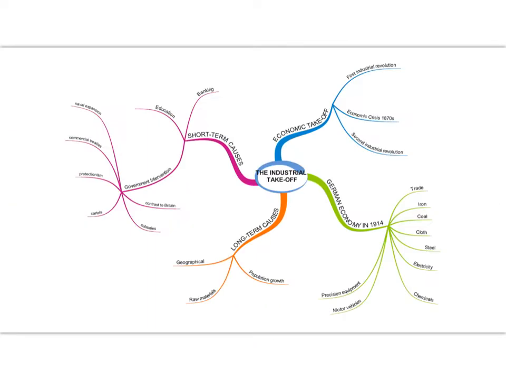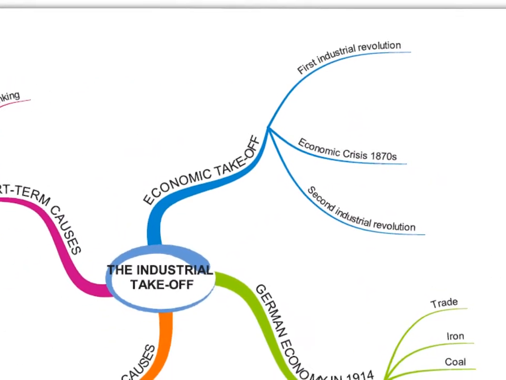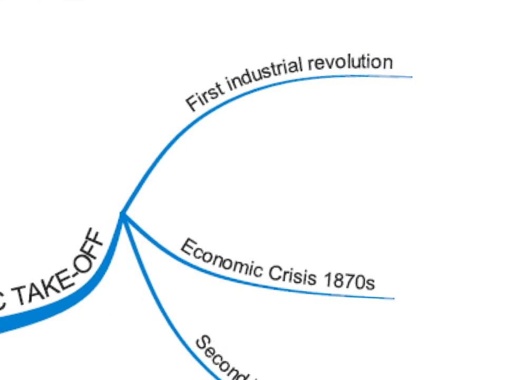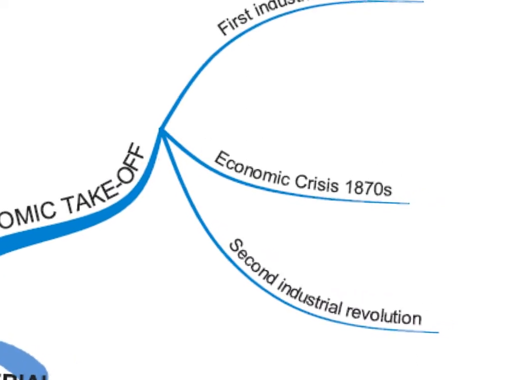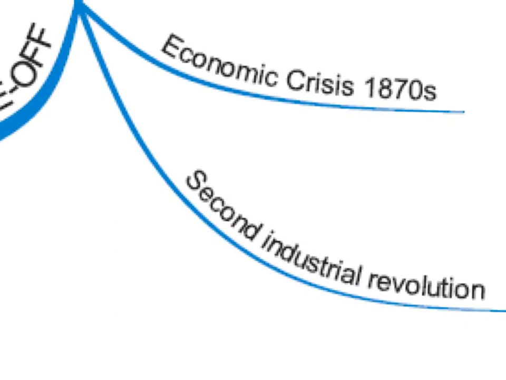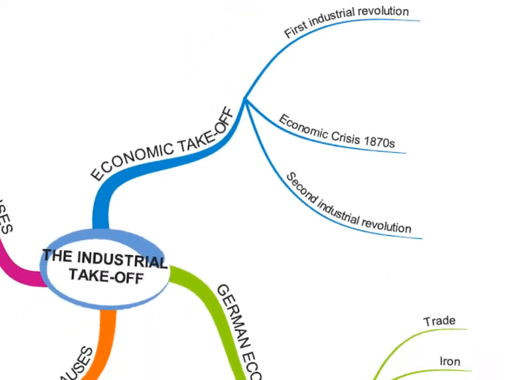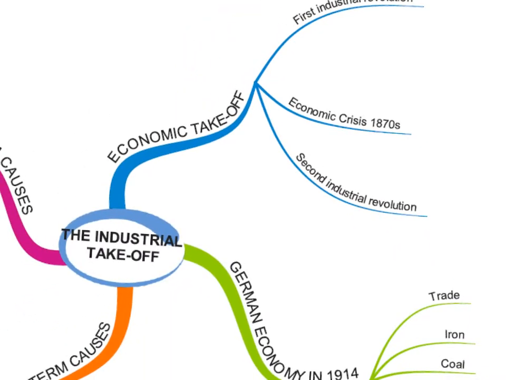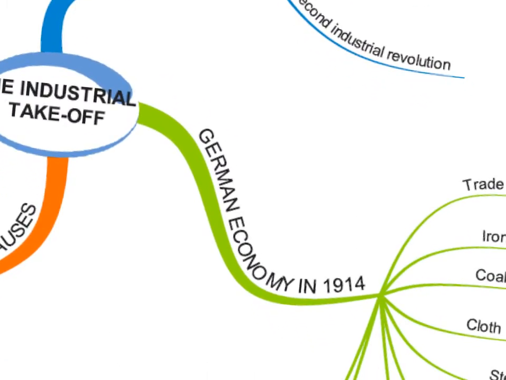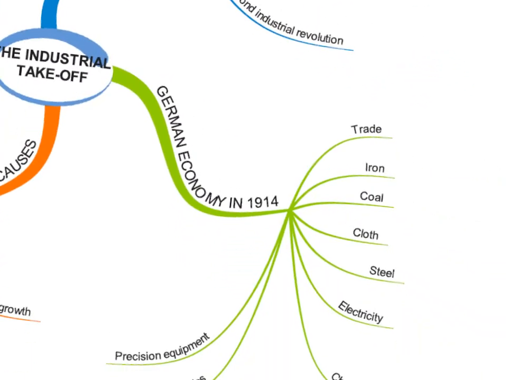Okay, so that's the mind map. We started off by looking at the economic takeoff, the first industrial revolution of the 1850s and 1860s, the fact that there was a dip in the second half of the 1870s through into the 1880s, and then the real industrial takeoff started in the beginning of the 1890s. And we looked at the key features of each. Remember, the first industrial revolution was primarily primary industry, and then the second industrial revolution was mainly secondary and tertiary industry, manufacturing and services, etc.